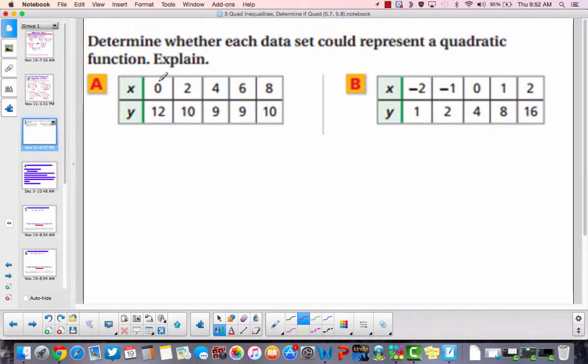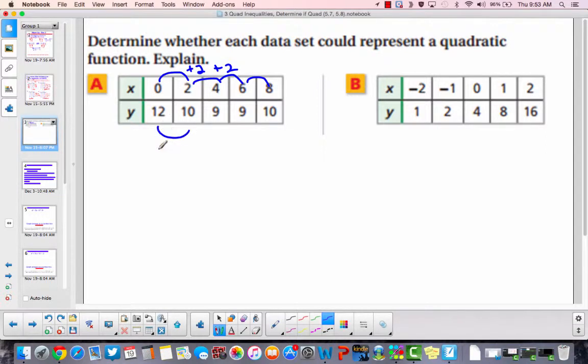All right, so the first thing we have to do: to get from 0 to 2, we add 2. To get from 2 to 4, we add 2. To get from 4 to 6, we add 2. To get from 6 to 8, we add 2. So every time we are adding 2, my x's are going up by a constant rate.